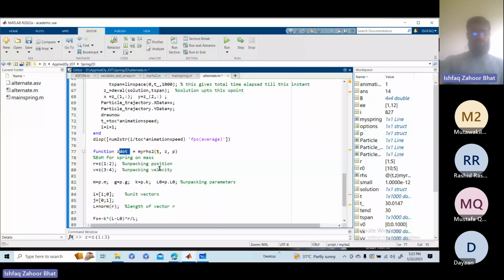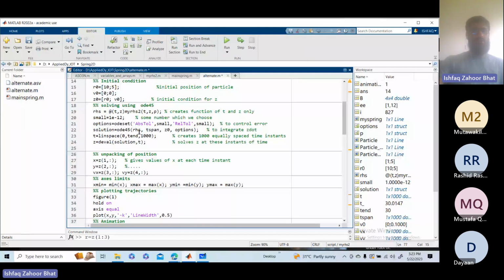But if I directly serve this to the ODE, it will not work. The ODE permits only Z and T, only two variables. So that is the reason I have redefined my function, so that the new function is a function of T and Z only. Although there is P, when I redefine it as a function of T and Z, it will take P as a constant. It will not take P as a variable. So the only variables are T and Z.